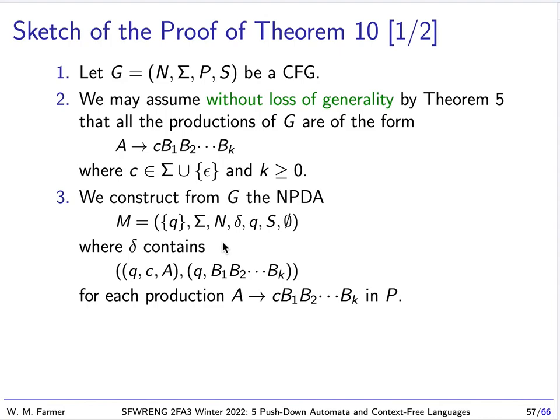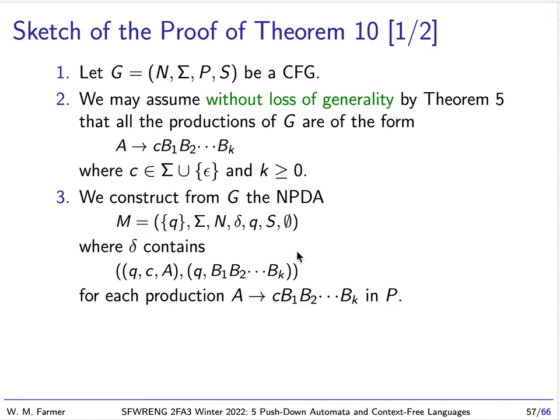And we can construct from G this machine M. You have just one state. You have the same input symbols. As stack symbols, it will have all the non-terminals, and it will have a transition relation. It will have a start state, which is the only state, and it will have an initial stack symbol, which will be S. S will be the start non-terminal, and it will have no final states.